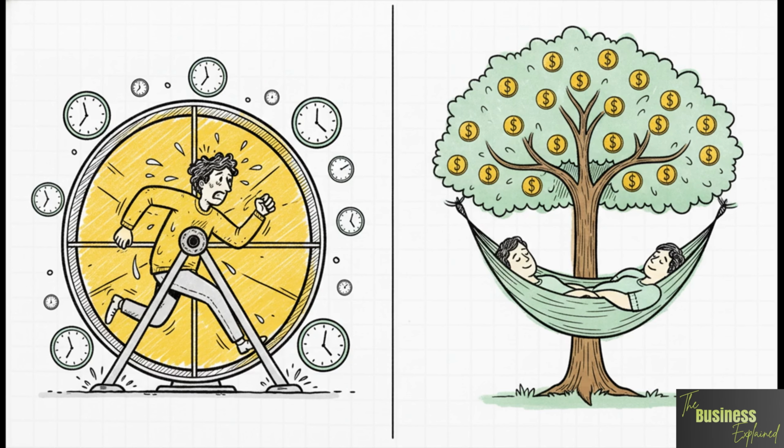On the left, a stressed employee trading time for money. On the right, an investor sleeping while a money tree grows. It takes a really complex financial lesson and distills it down into a stark, immediate visual contrast. And honestly, that is how you teach effectively.